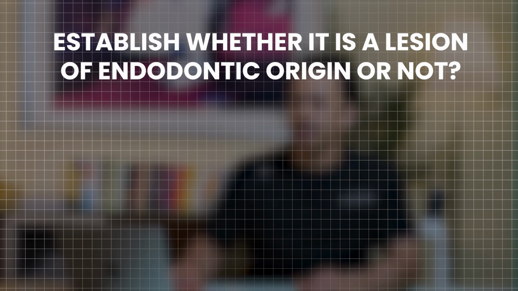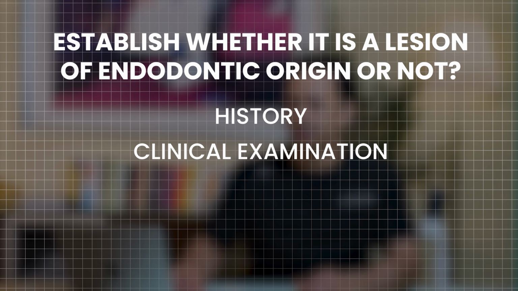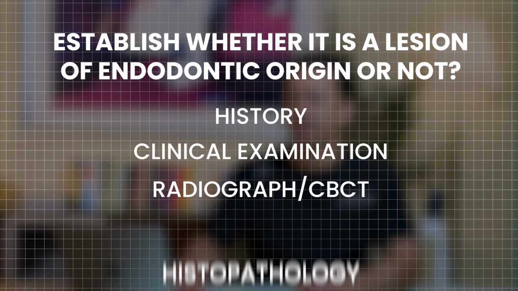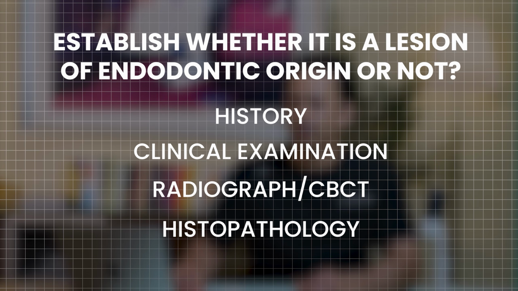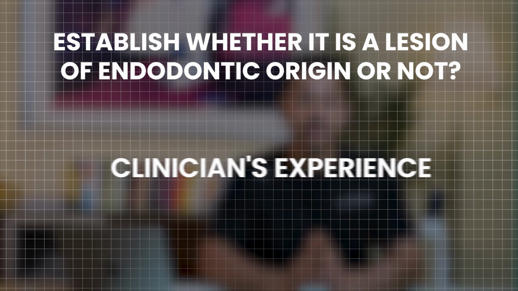You have to primarily rely on history, clinical examination, radiographs and CBCT, and then of course histopathology if a biopsy is involved. But to me, the most important among all these factors is actually the clinician's experience, because once a clinician has spent a certain number of years in clinical practice, he or she will have a much better idea as to what is normal and what is not normal. So they will immediately know when they see a lesion which doesn't follow a set trajectory, or which is atypical, they are immediately able to see it.